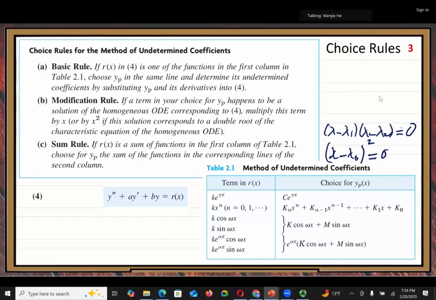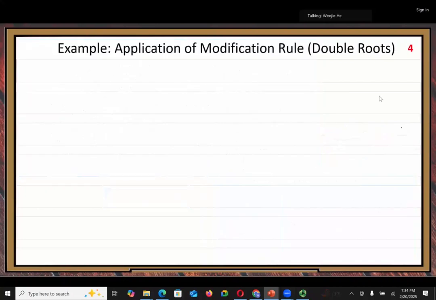All right, so next we will apply these rules. Actually, these three rules we mix. All right, the first example, I want to show you how to work on the double root case. And this example we did last time.